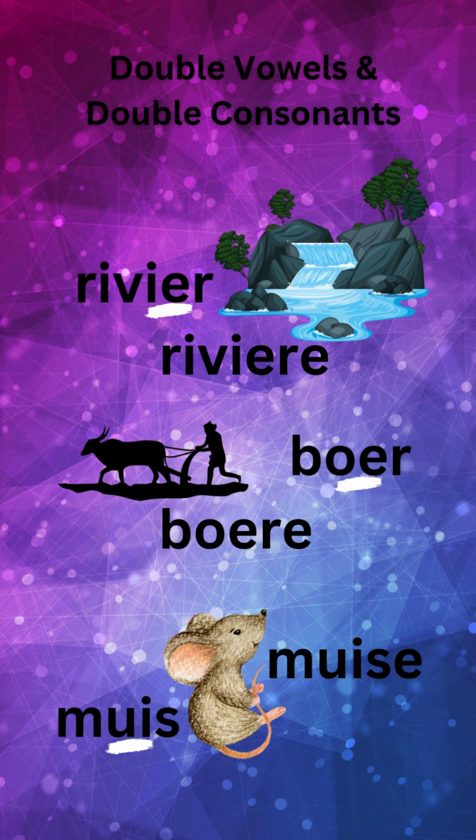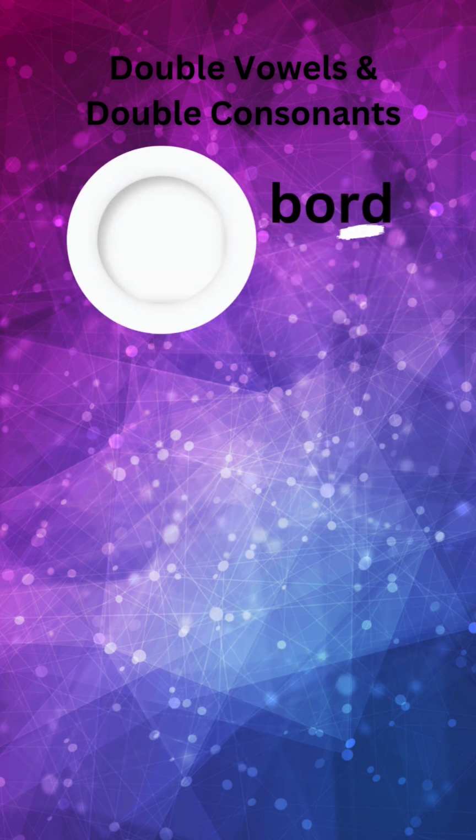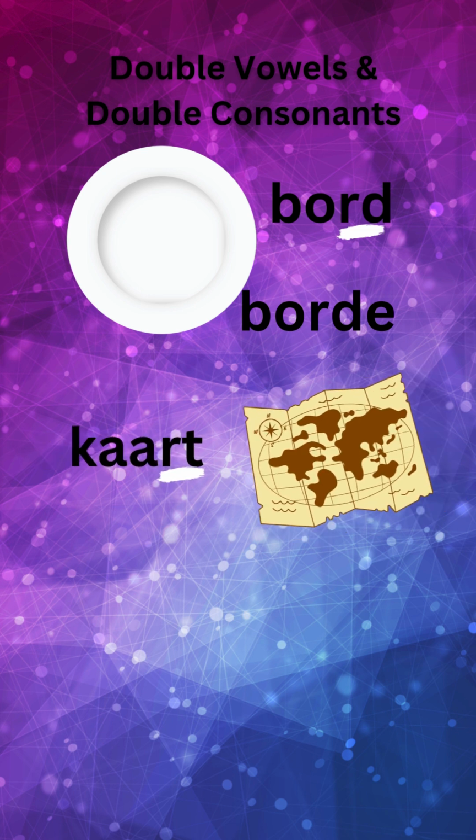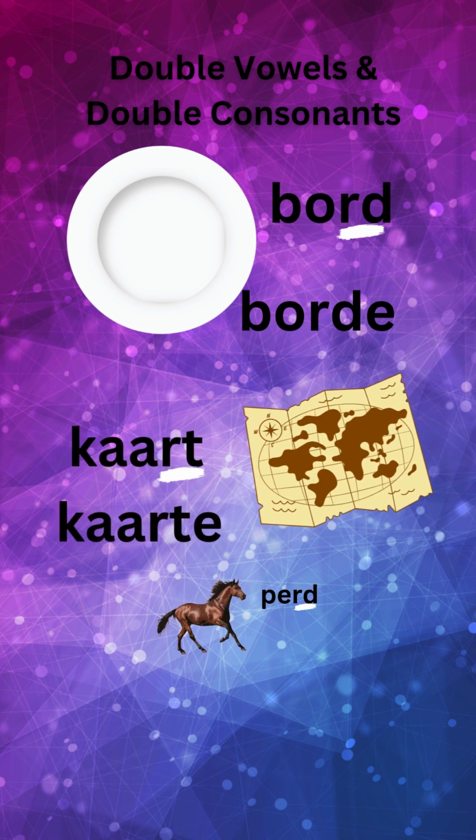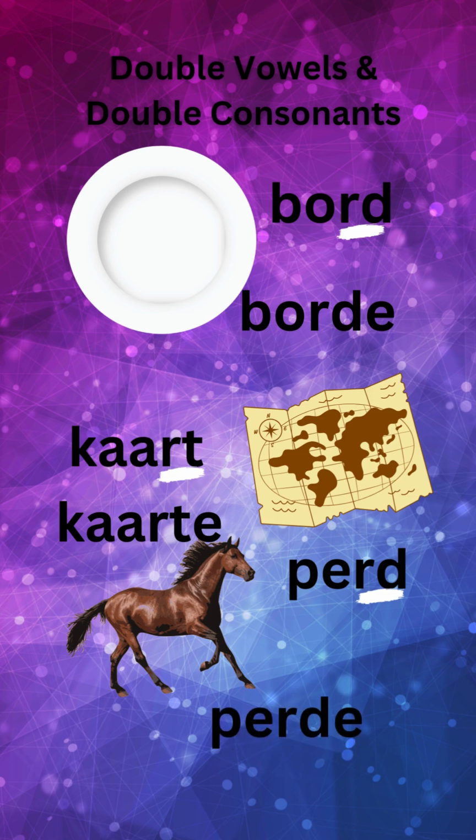Examples of words ending in double consonants are bord, which becomes borda, kaart, which becomes kaarta, and paard, which changes to paarde in its plural form.